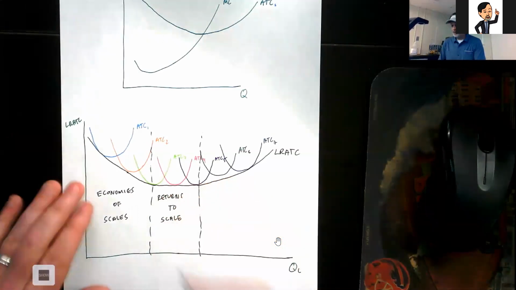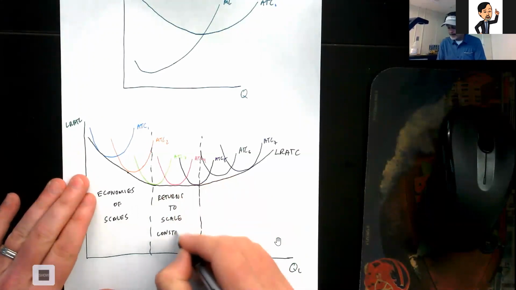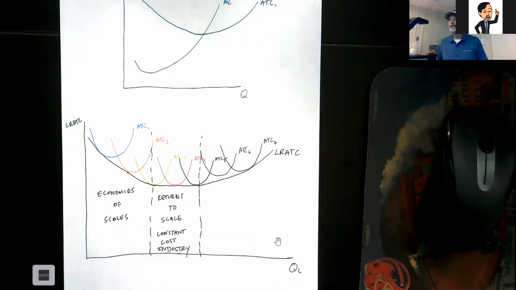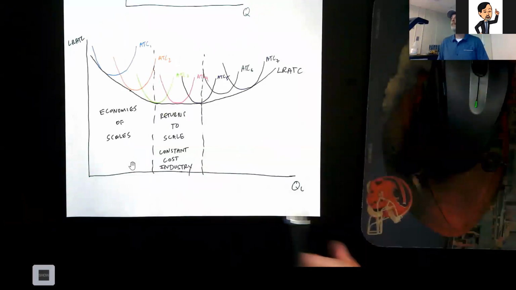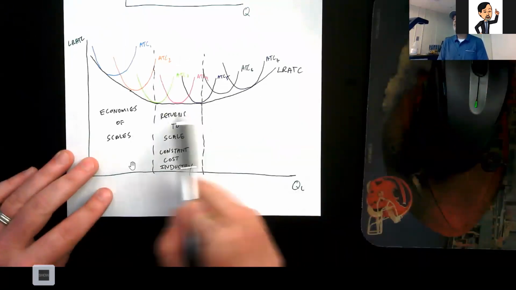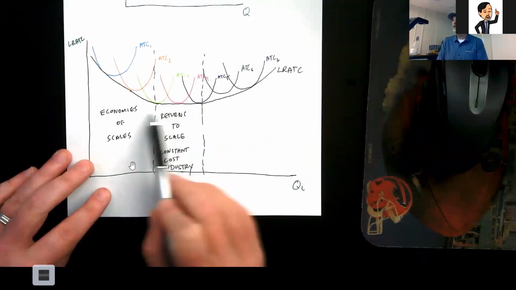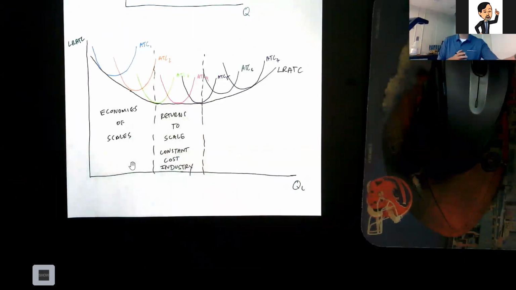That is called returns to scale. And on the exam, you will often see them reference a constant cost industry. If you see a reference to a constant cost industry, what they're telling you is it doesn't matter how large or small the firm gets, their average total cost curve is exactly the same because they are getting returns to scale. If they make a bigger amount of output, same average total cost. Smaller amount of output, same average total cost.